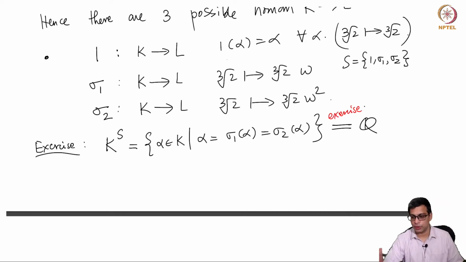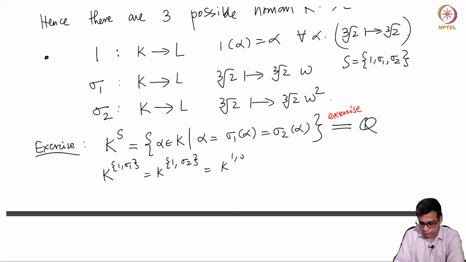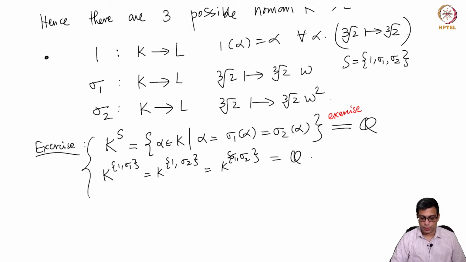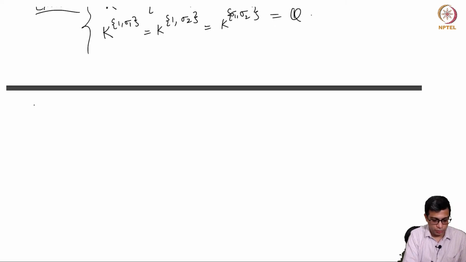I won't write it down because this is a good exercise for you to familiarize yourself with the notion. In fact the same is true if you take at least two elements of this: sigma 1 or sigma 2, they are all Q. So if you take any two elements of S, the fixed field is Q. Of course, if you take one element, for trivial reasons the fixed field will be K, but otherwise it will be Q.